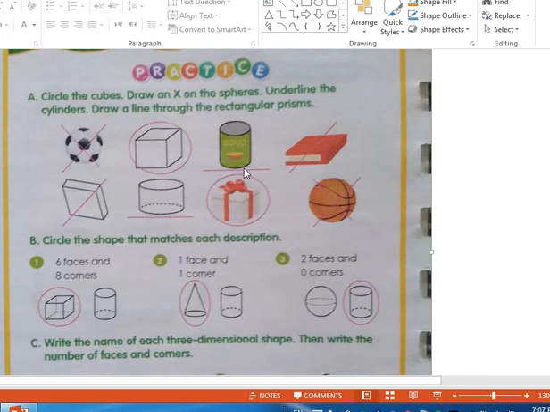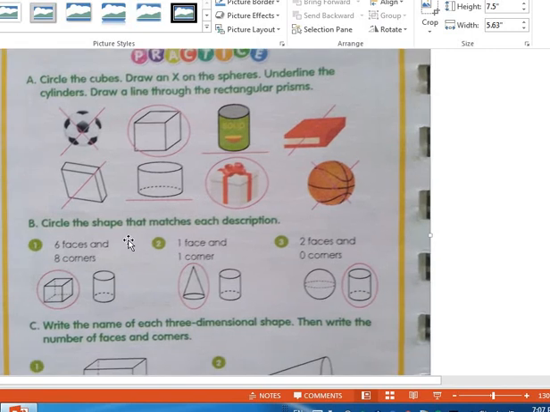I have here what? Yeah, a cylinder. Underline the cylinder. I have here a rectangular prism. And here also a rectangular prism. And here, miss, a sphere. And here, yeah, a cube. And here, sphere or circle? Yeah, sphere. Yeah, bravo.